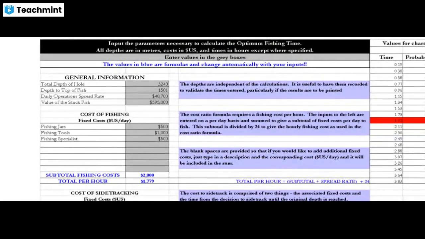The depths are independent of the calculation and are useful to have recorded to validate the times ensured, particularly if the results are to be printed. Then the cost ratio formula requires the fishing cost per hour. You can see here the inputs to the left are entered on a daily basis, which gives the cost per day of the fishing operation, and the subtotal is divided by 24 to give the hourly fishing cost used in the cost ratio formula.